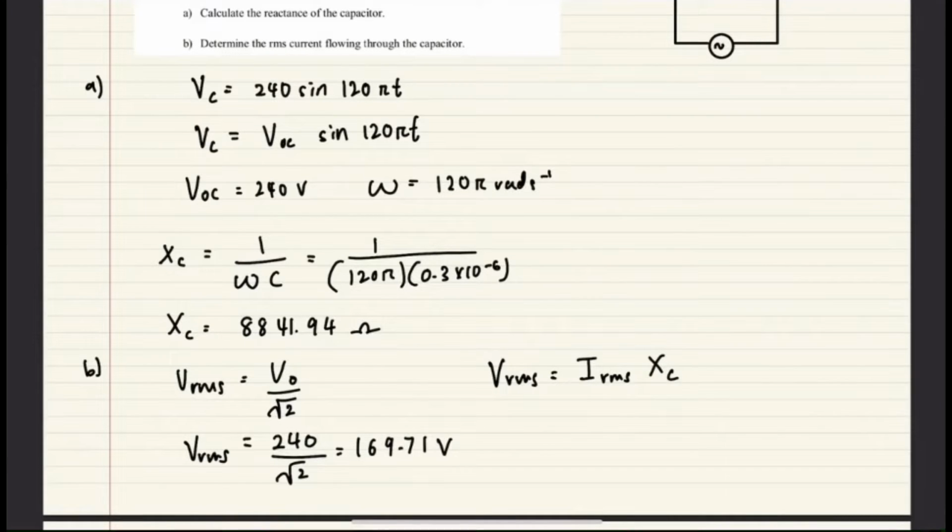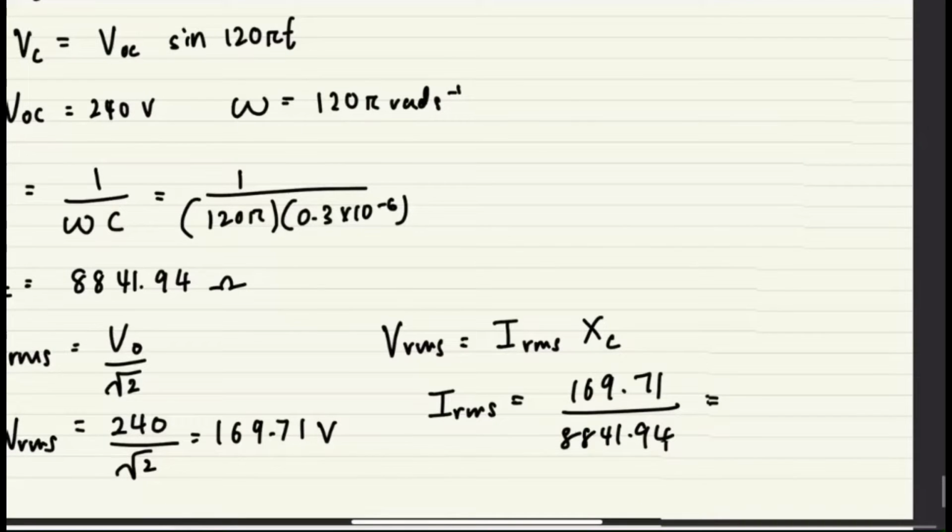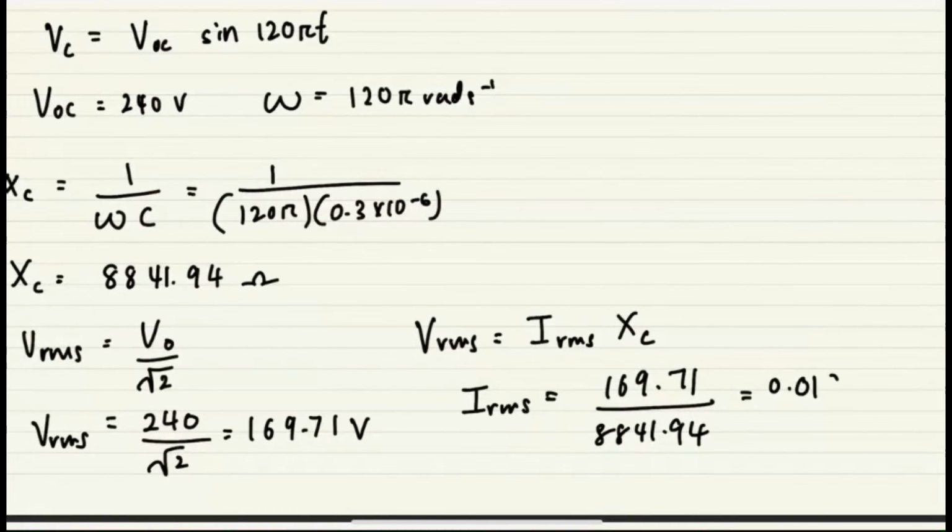Good. Therefore, IRMS sama dengan VRMS yang kita baru kira ni divided by XC yang tadi kita kira, 8841.94. Should get 0.019, or you can write in terms of prefix, boleh lah. Unit dia adalah ampere.